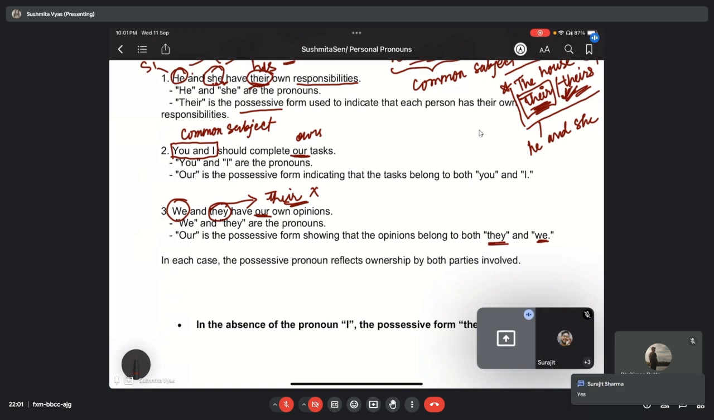Because here two subjects are being talked about. We are talked about and they are being talked about. So it will be our. Our is the possessive form showing that the opinions belong to both they and we. If the opinion only belongs to they, then it will be their. But since they plus we hai, it will be our. Correct? Okay, cool.